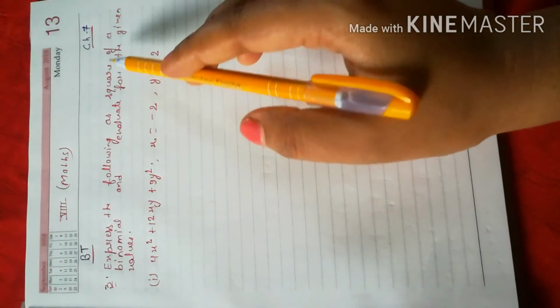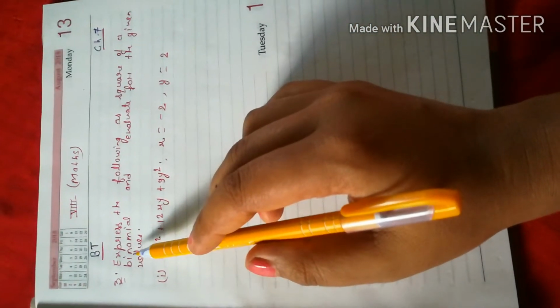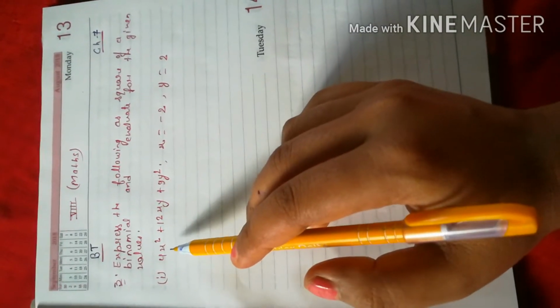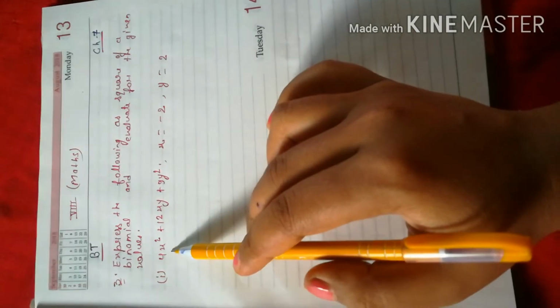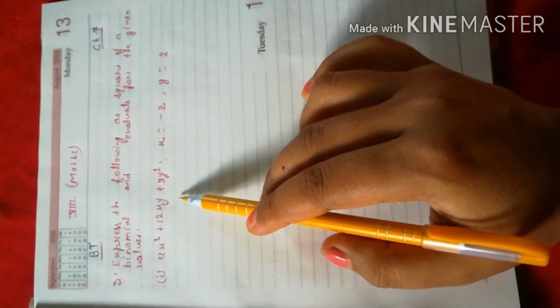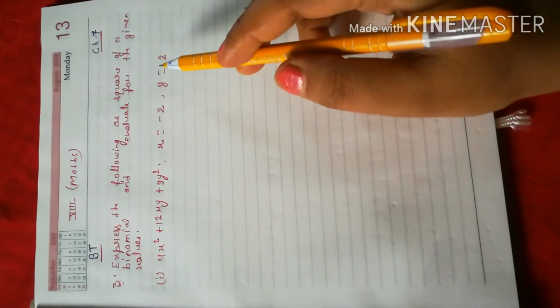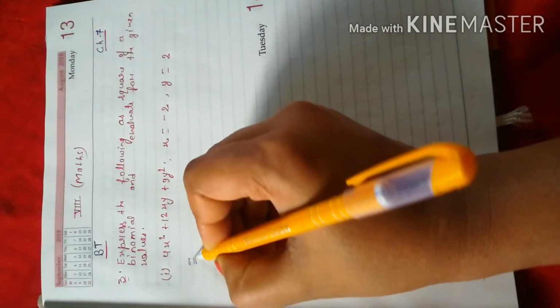Try to understand the question at first. Binomial means a polynomial which has two terms. At first here you can see 1, 2, 3, so it is in the form of 3 terms. You have to first convert it into the form of a binomial, which means in the form of 2 terms. Then you have to evaluate the values. See how we will do.